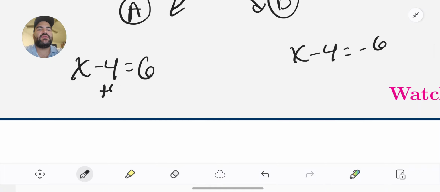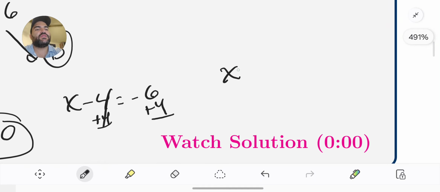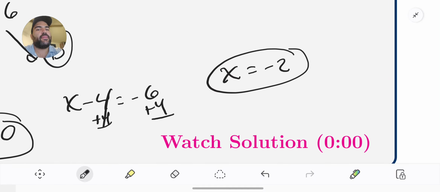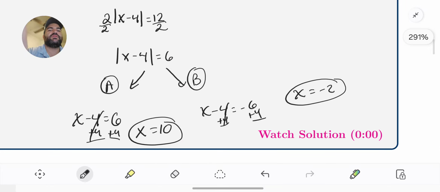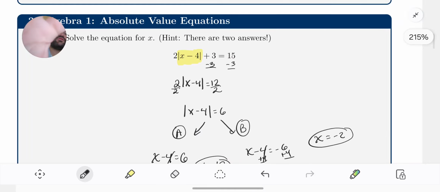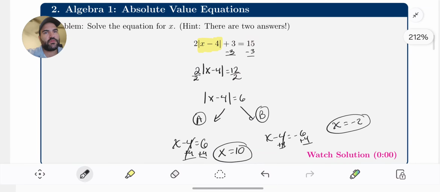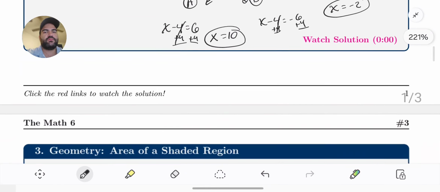Solve these baby equations. Plus 4 on both sides. X equals 10. That's one answer. Add 4 on both sides. X equals negative 2. And there's my 2 answers. X equals 10. X equals negative 2. There are 2 answers for those, mostly. There are instances where you could have 1 answer, or actually no answers. We'll talk about that another day, probably. Alright, that was our Algebra 1 question.